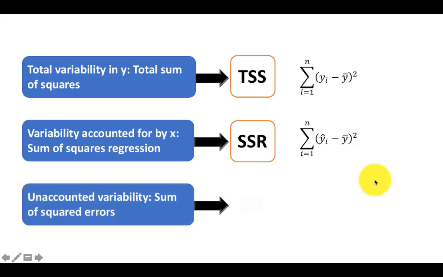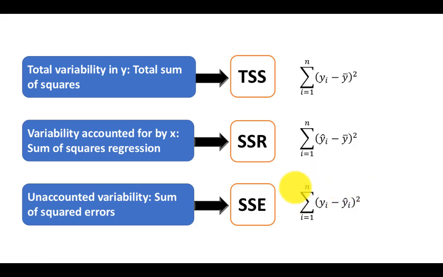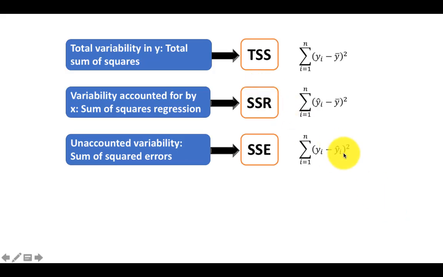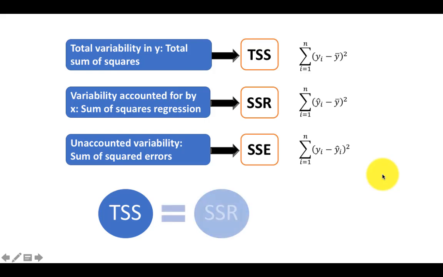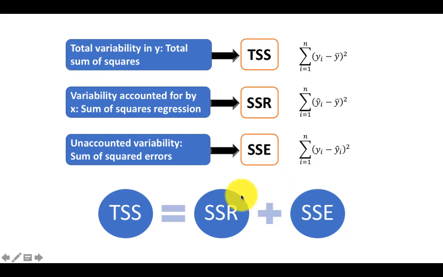Now what remains unexplained is called the sum of squared errors, and that is yi minus y hat. yi is the actual value, y hat is the predicted value. The difference between the two, of course, is the error or the residual, and this represents the total of that. Given all of these, it is always true that TSS is equal to SSR plus SSE. So what we are effectively saying is this is the total variability, and this is what the regression is able to explain.